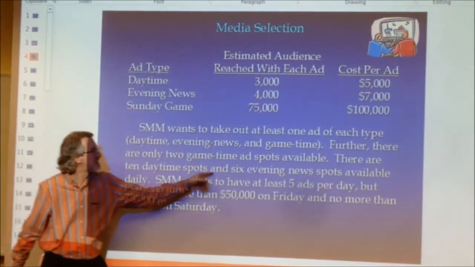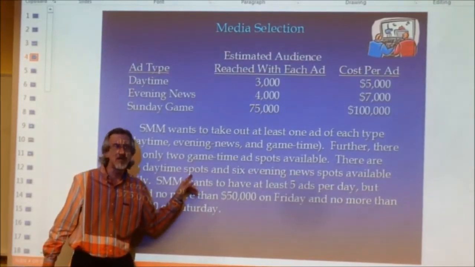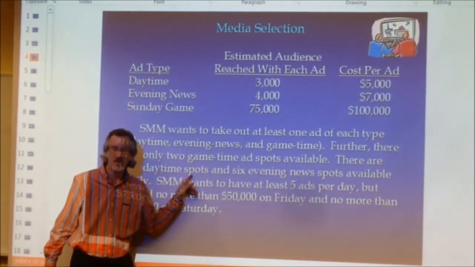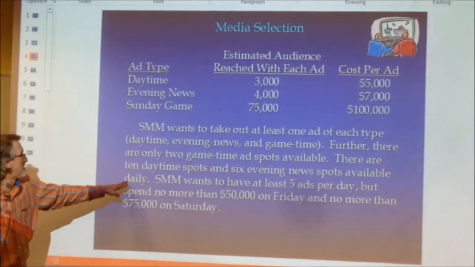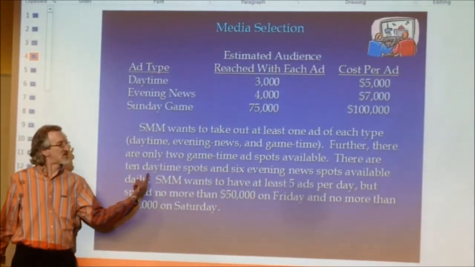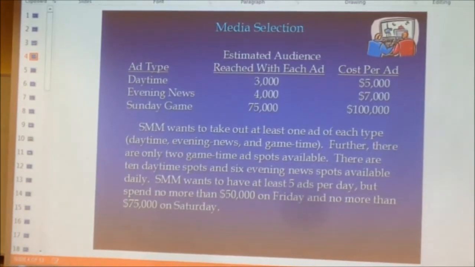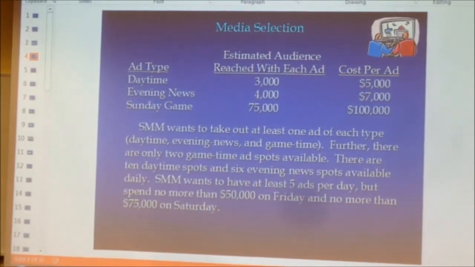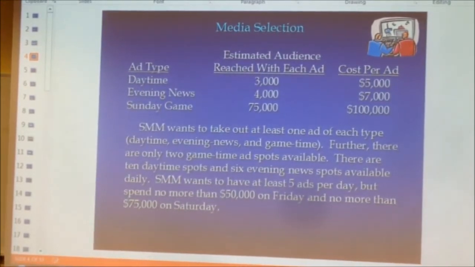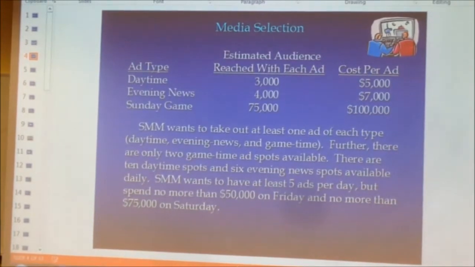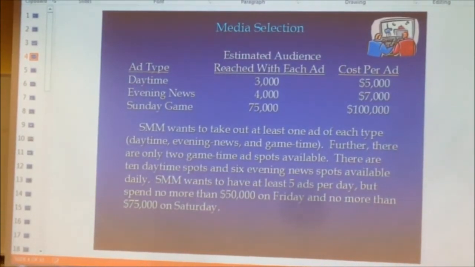There are 10 daytime spots. Stop right there. Less than equal, greater than equal. Less than equal. Let me read it. Available daily. I've got to make sure I read that day. There are 10 daytime spots available daily, less than equal to 10, but it's each day. So you've got to say, well, what variable represents a daytime spot on Monday? Or I mean Friday.